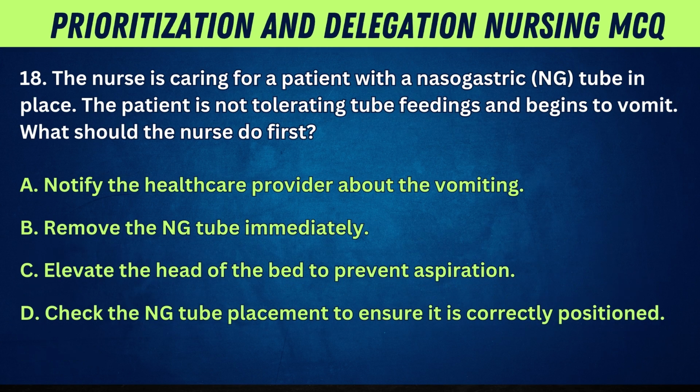The nurse is caring for a patient with a nasogastric NG tube in place. The patient is not tolerating tube feedings and begins to vomit. What should the nurse do first?